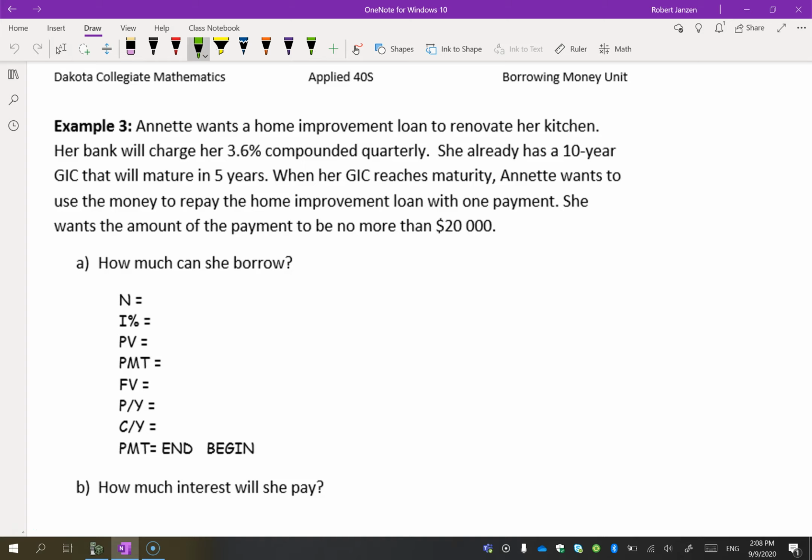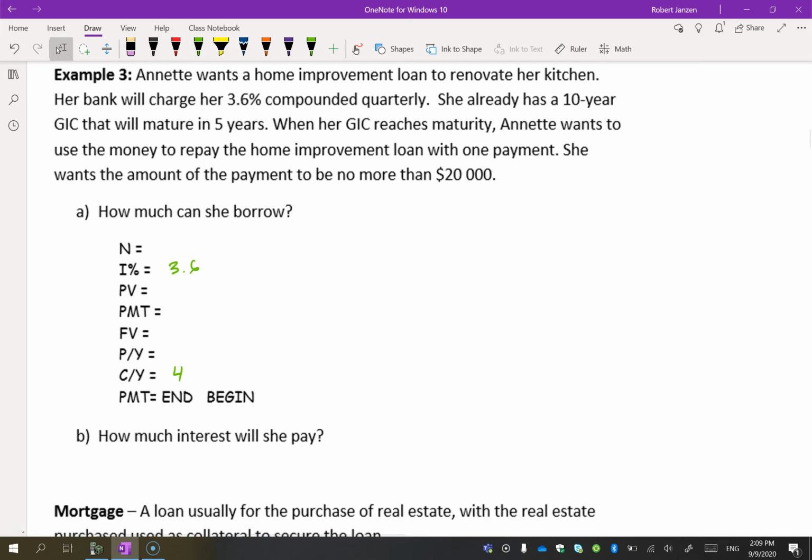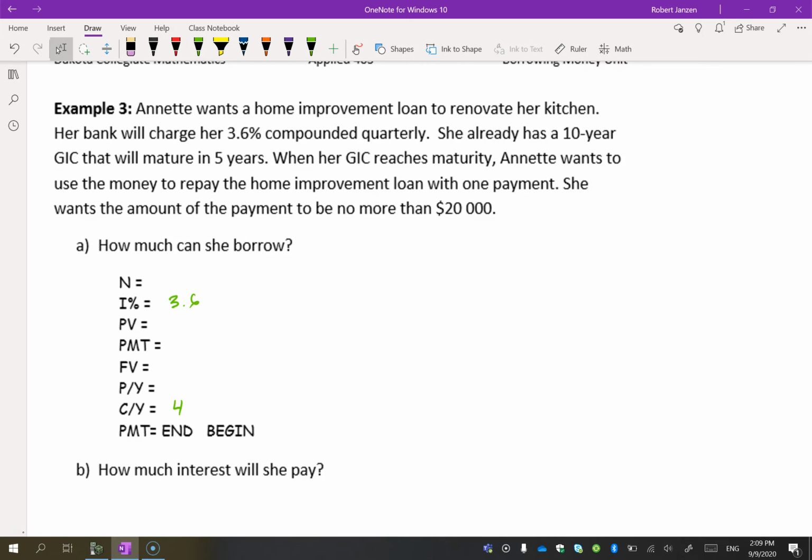All right, she wants a home improvement loan to renovate her kitchen. Her bank will charge her 3.6 compounded quarterly, so let's put that in already. She already has a 10-year GIC that will mature in 5 years. When her GIC reaches maturity, Annette wants to reuse the money to repay the home improvement loan with one payment. Okay, she wants the amount of the payment to be no more than $20,000. Okay, so how much can she borrow? So what can she start with so that the final amount would only be $20,000?